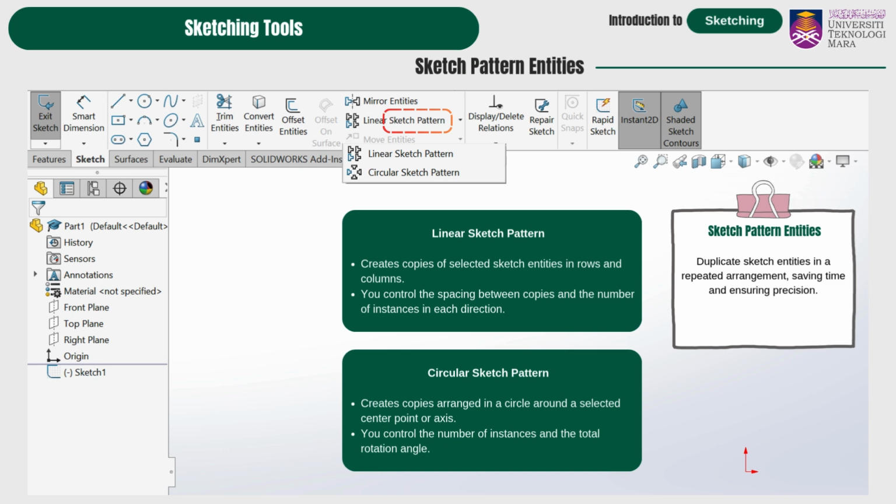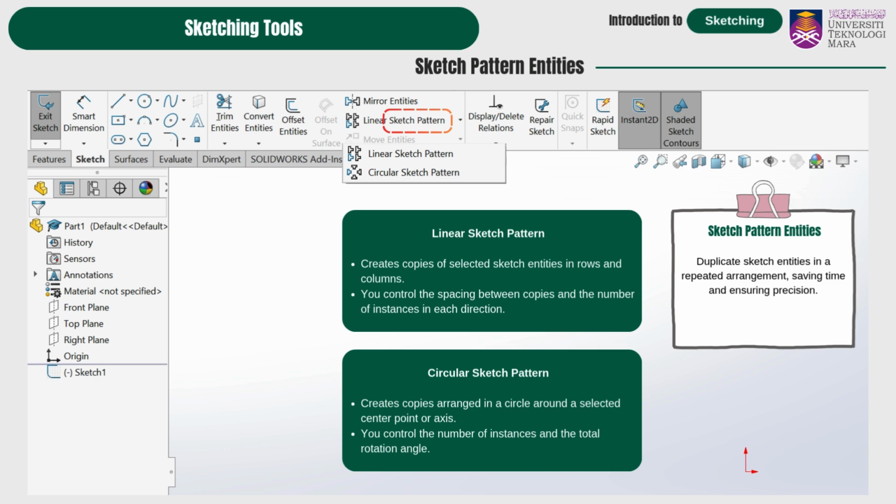This is perfect for things like creating evenly spaced holes on a plate or repeated features along a straight path. The circular sketch pattern, on the other hand, is used to arrange copies of your sketch entities in a circle around a center point or an axis. You decide how many instances you want and the total angle over which they are spread. This is ideal for designs like bolt hole circles, fan blades, or any radial arrangement.